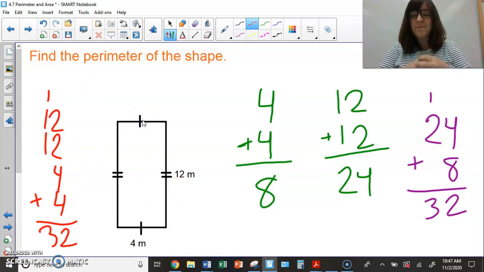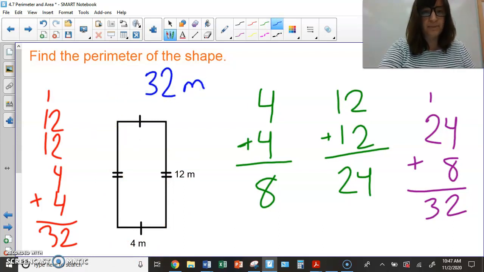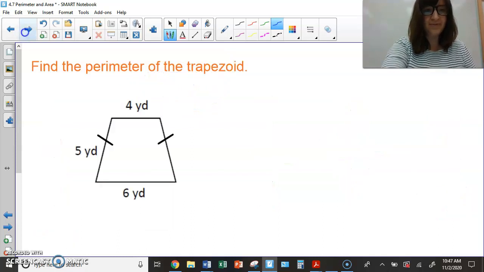16s together. Remember, the order you add doesn't matter, and that's because of something called the commutative property. So the order you add doesn't matter, but the numbers you're adding do matter, okay? So the perimeter of the shape, which means the length of all the sides stretched out, is going to be 32 m, which stands for meters, okay?